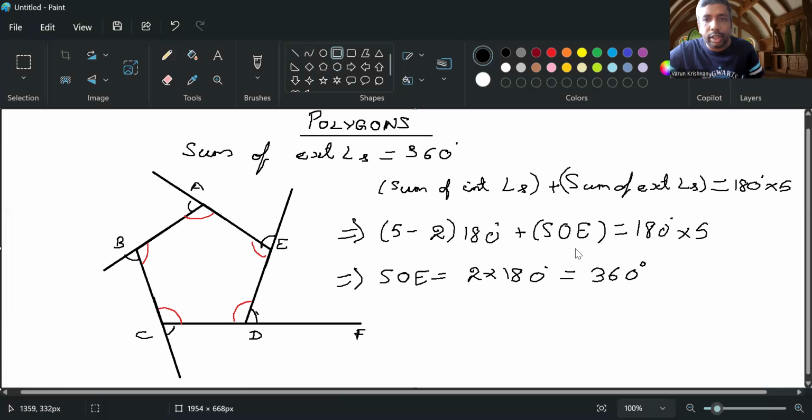And that is where the sum of exterior angles of a polygon comes from. You can use this proof for a polygon of any number of sides. And that is why sum of exterior angles of any polygon formed by producing the sides in one particular direction will be equal to 360 degrees.